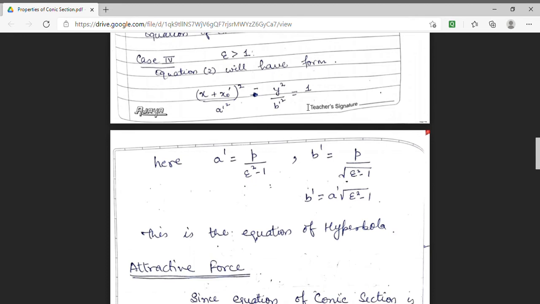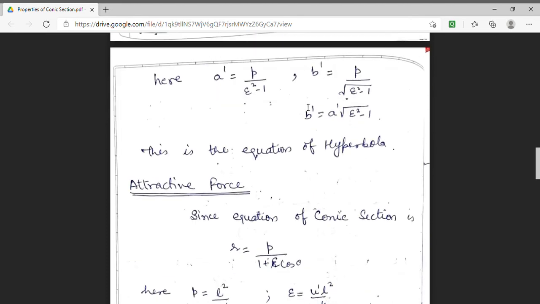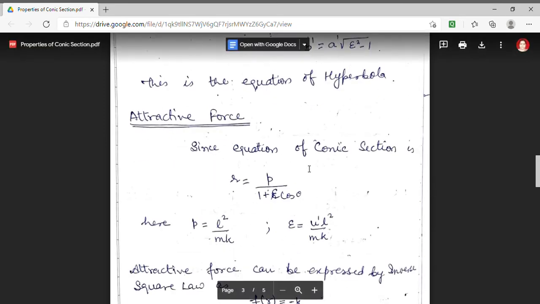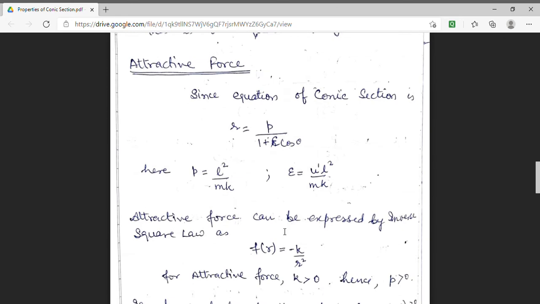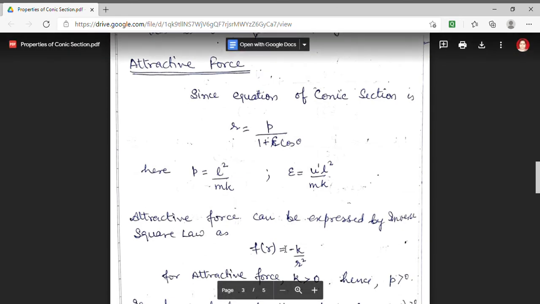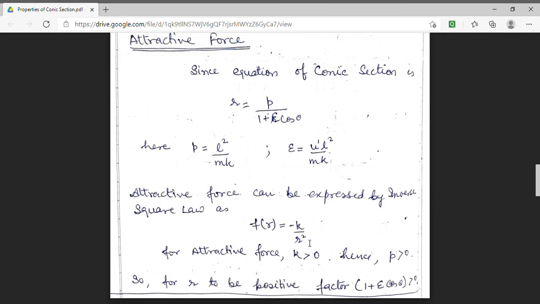Attractive force, we know that it must be negative, and the equation of the conic section is r equal to p upon 1 plus epsilon cos theta. The factors p and epsilon are: p is L square upon mk and epsilon is u dash L square upon mk. The attractive force, which is expressed by the inverse square law, F is minus k upon r square.